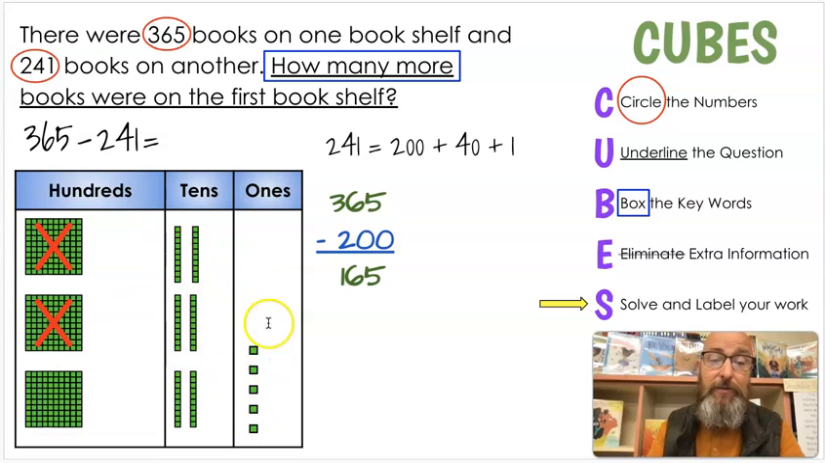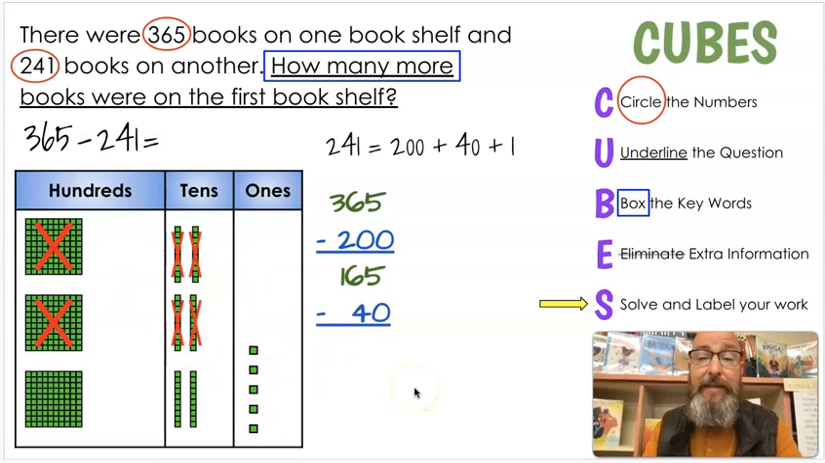165. Nothing changed there, so those stay the same. Next, I'm going to subtract 40, which is 4 tens. I've gotten rid of those. Again, my 100 stayed the same. How many tens do I have left? 2. What does that make? 20. Did my ones change? No, they didn't. They stayed the same.